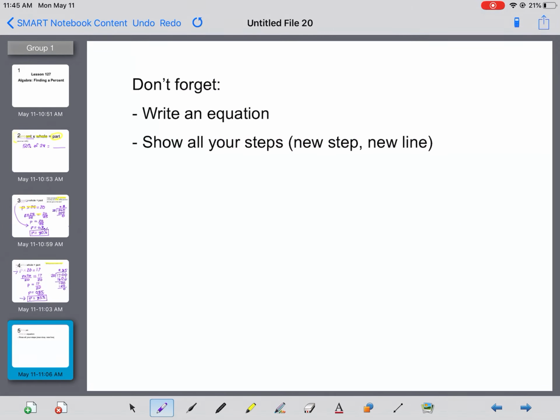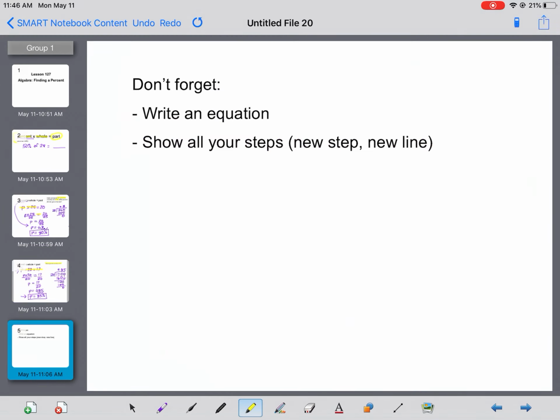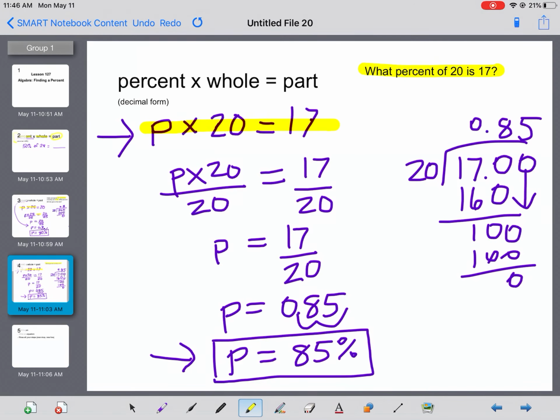But a couple of things to remember. Don't forget to write an equation. You will be asked in the instructions to write an equation, so make sure that you write out that first step. Go back and highlight it for you. So your work should start with something that looks like that. The next thing to remember is to show all of your steps. Get into those good algebra habits of showing all of your work, and every time you do something new, write it on a new line, just like I did in my example over here.